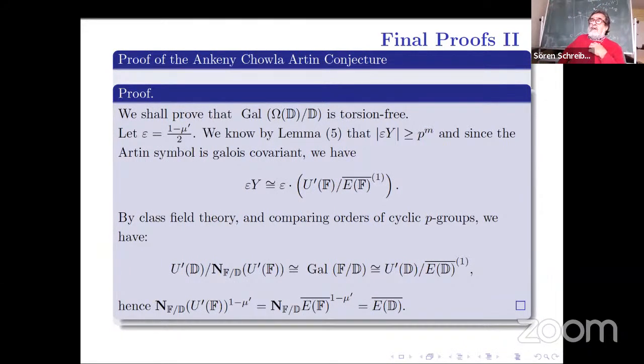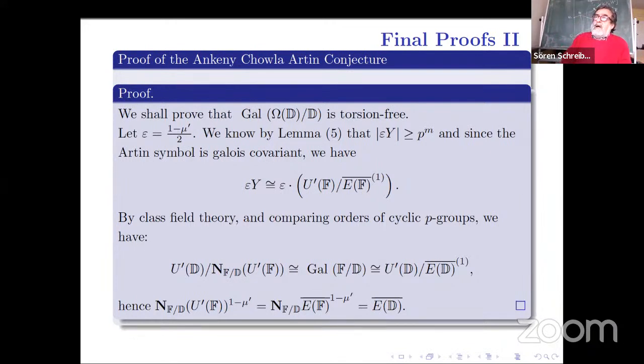The aim is to prove that Galois of omega_d over d is torsion. Watch that this is omega_d over d, it's not underscore omega_d over d. This means that Galois of omega underscore d over d is trivial. So I take this idempotent of the group ring of F, which is 1 minus mu prime over 2. And I know that it acts on Y. Remember, Y was the second p-unramified extension over F_m. And I know that this Galois group component is non-trivial.